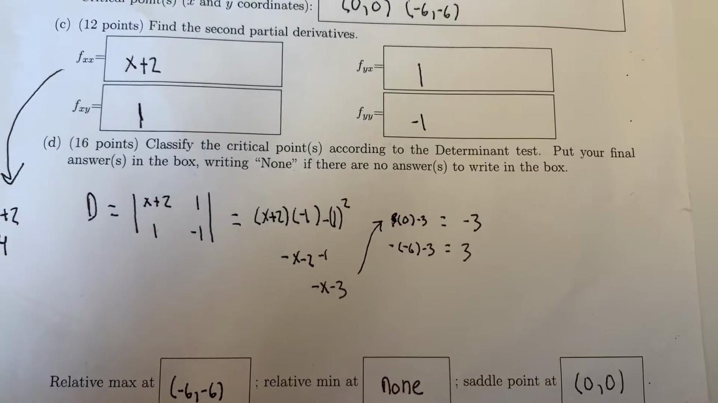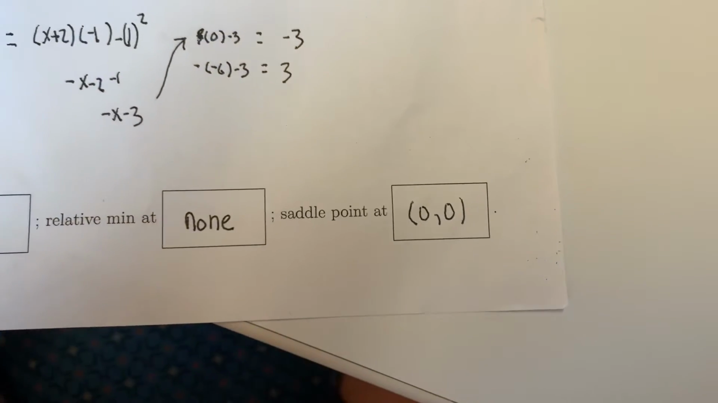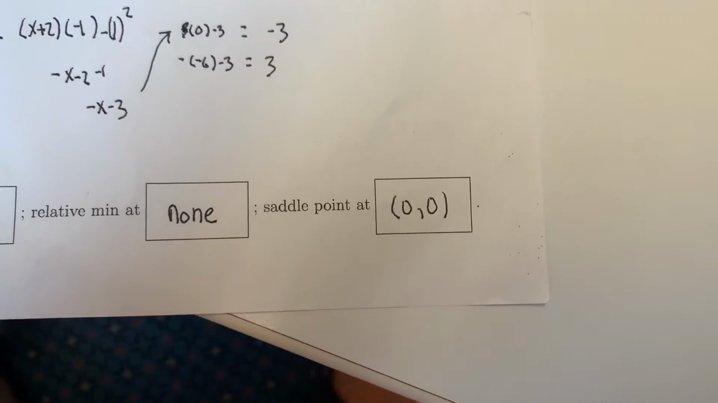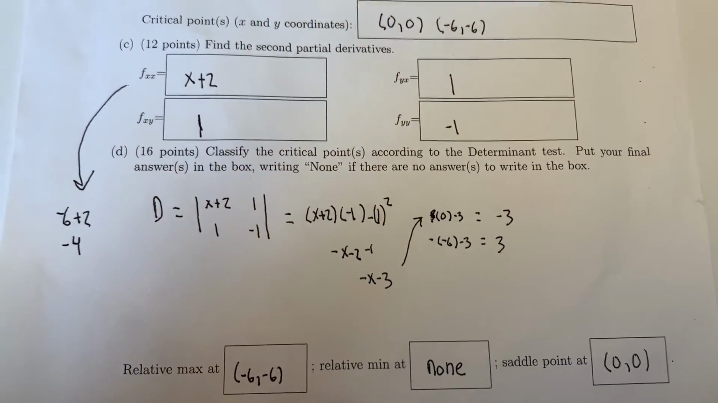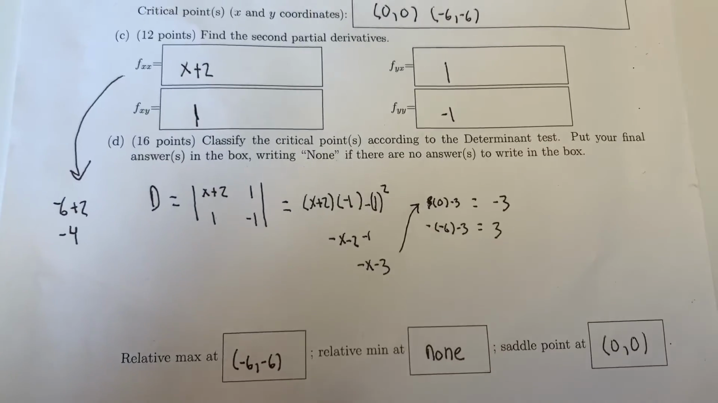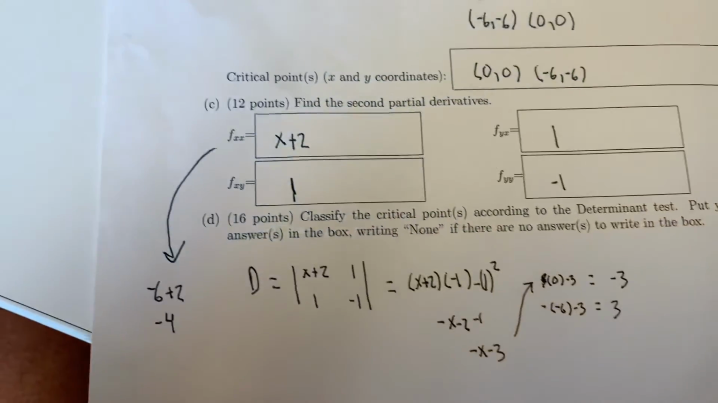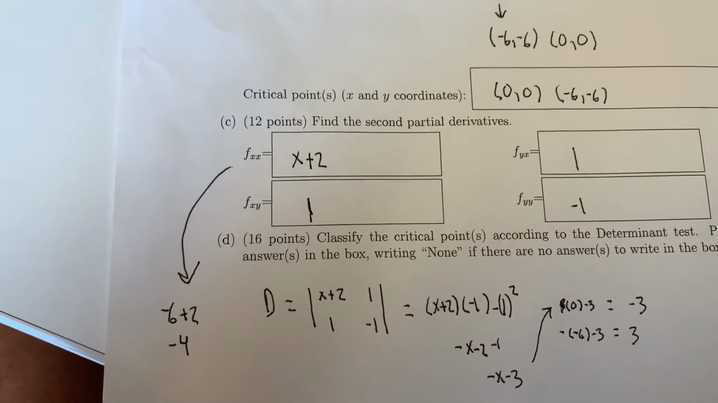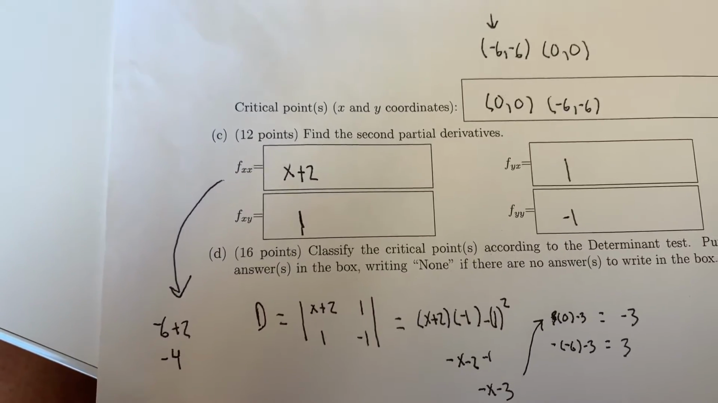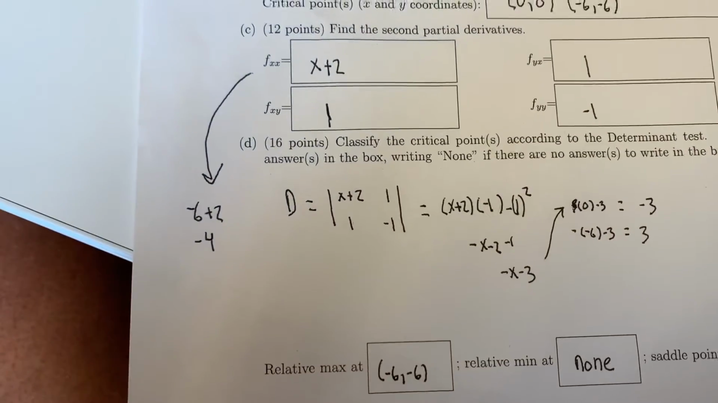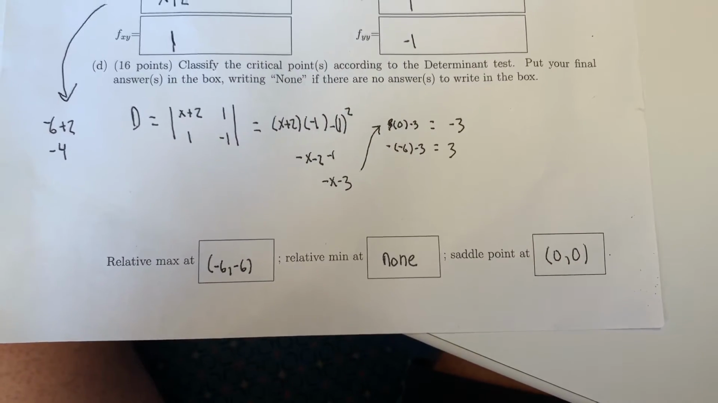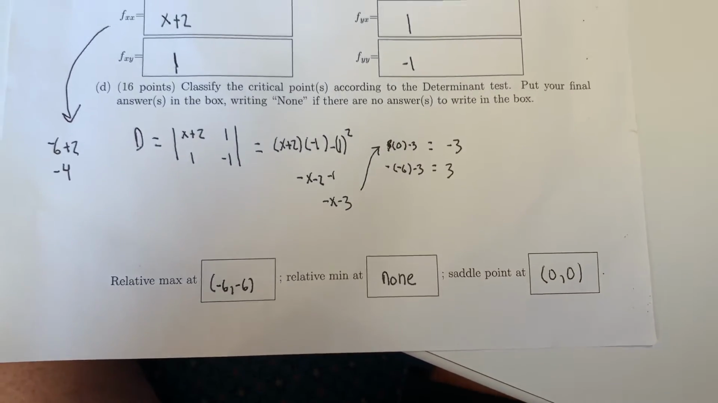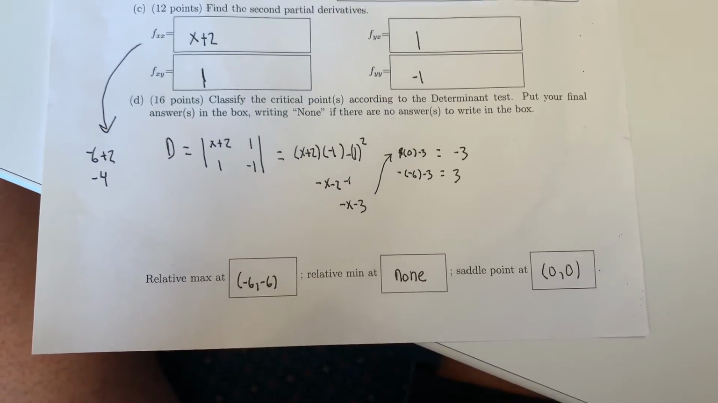So that -3 is going to end up giving us a saddle point because of it being negative. So you can see that we have that saddle point at 0, 0. And then because of it being a positive, that would qualify it for the relative extrema, which means that we would have to plug it into here because there is the only one without the absolute value. So that we get -6 plus 2 equals -4, which shows that we would have a relative maximum at -6, -6, and not have a relative minimum.